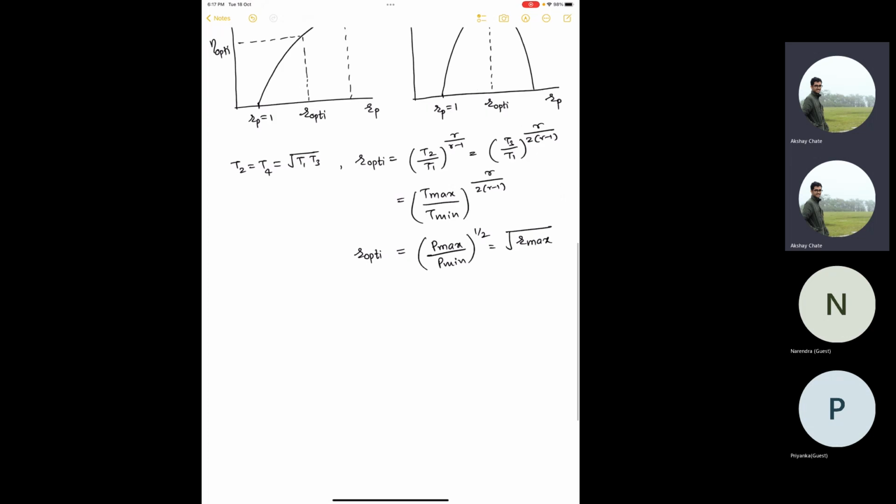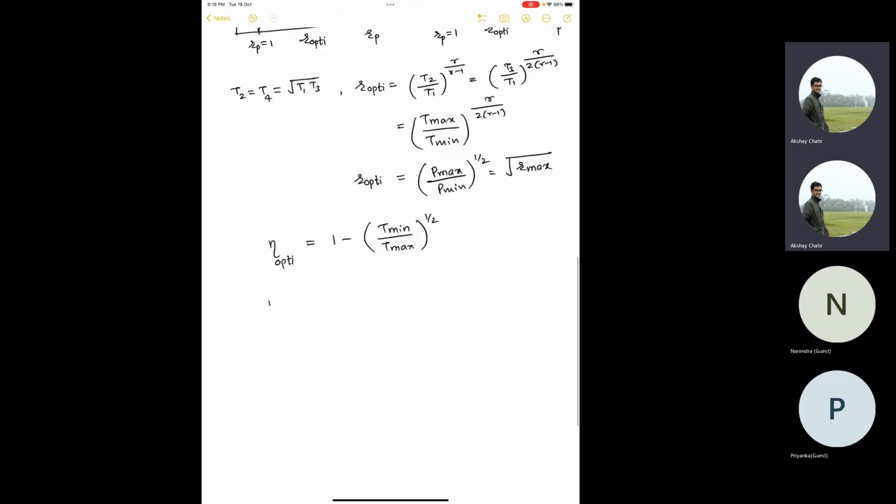And maximum work will be, you need to put this before work done, let's say. If you put this optimum pressure ratio formula into the efficiency formula, and if you solve, then you'll get optimum efficiency as, I'm not doing the whole derivation, but it is straightforward. So I hope you can do this. It will become 1 minus root T min by T max.